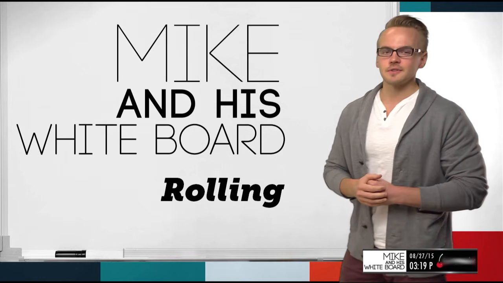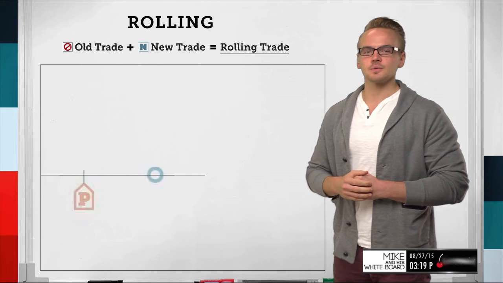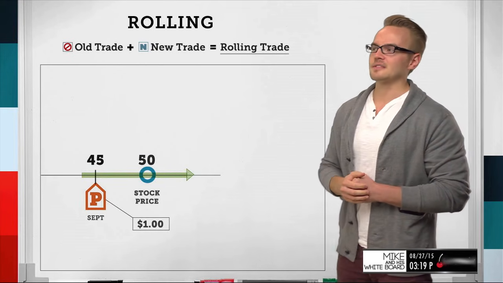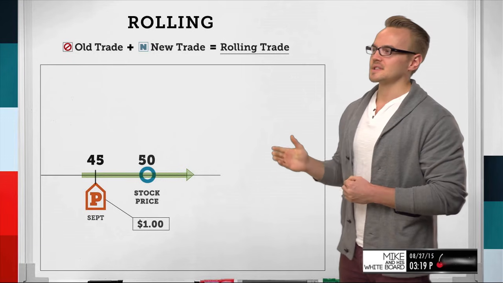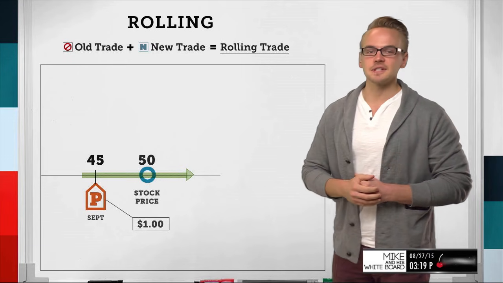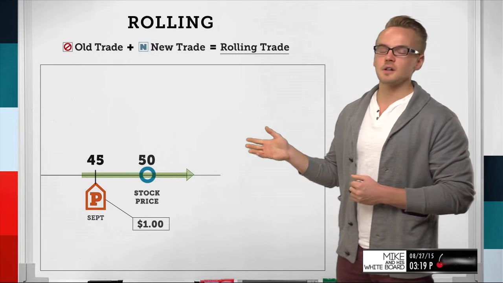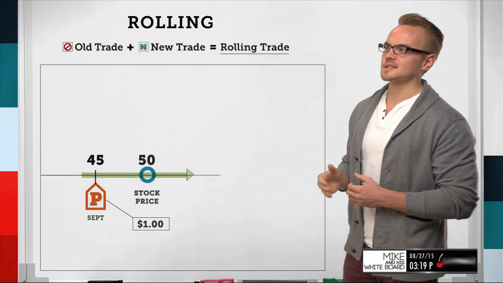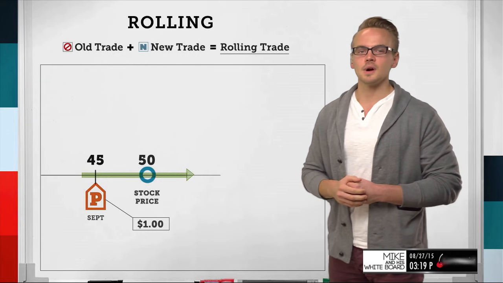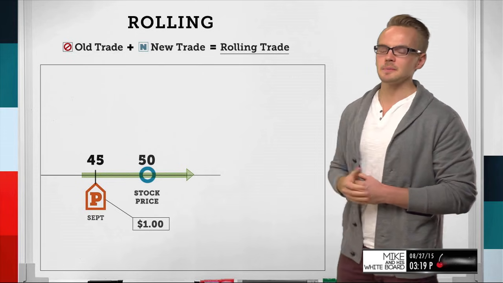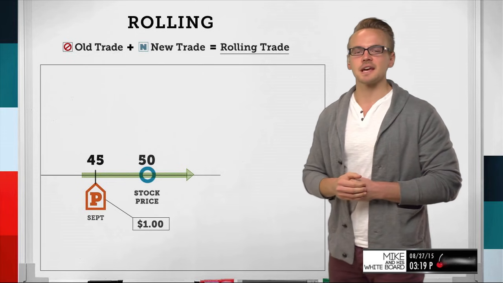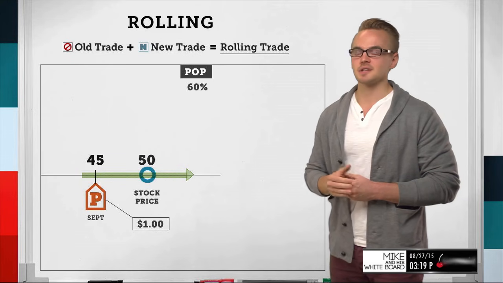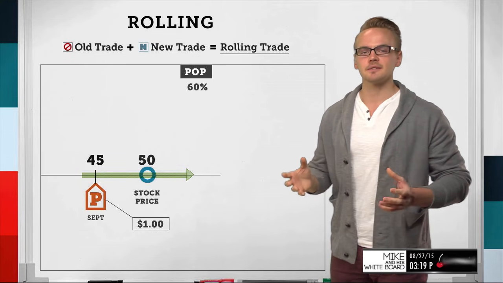So let's throw on the first slide here and we're going to look at rolling a naked put. We're going to be looking at a 45 put in September with the stock trading at 50. These numbers are all arbitrary here, but you'll see the bigger picture when we get to it. We're going to sell the 45 put for $1. The probability of profit on this trade we have marked as 60%. This is over 50% because we're out of the money. We're selling an out of the money put.